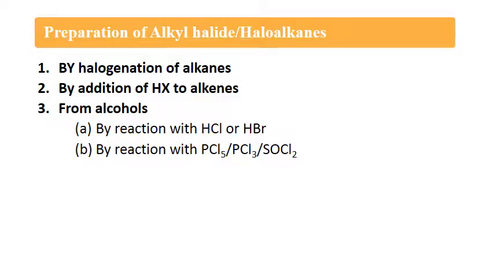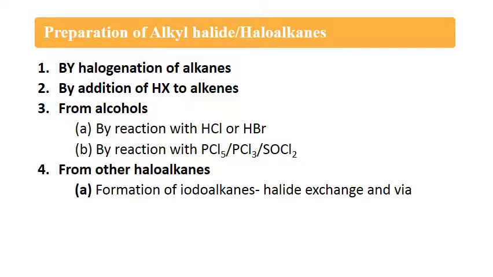Then the second one is by addition of hydrogen halide to alkene. It is the electrophilic addition of hydrogen halide to alkene, which we already discussed. The Markovnikov rule and the peroxide effect will come into the picture. Third one is from alcohol. Again, there are two reactions. One is by reaction with hydrogen chloride or hydrogen bromide, right?